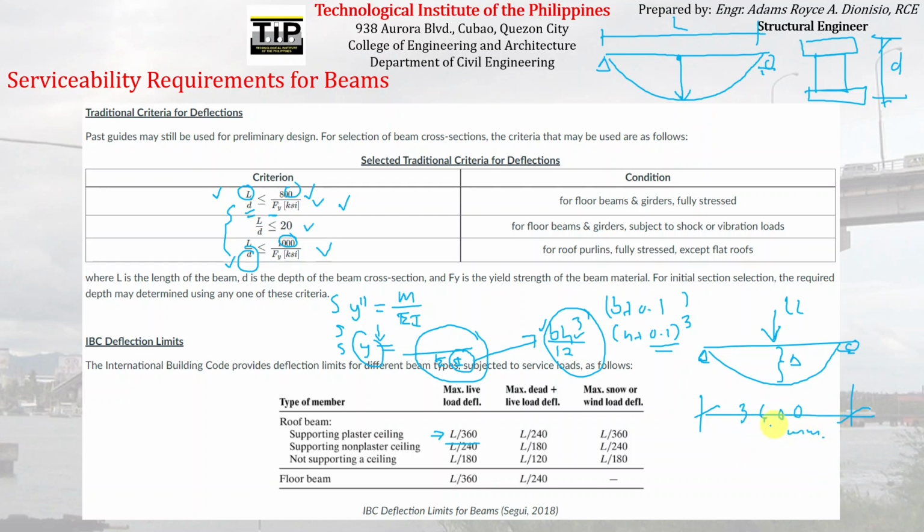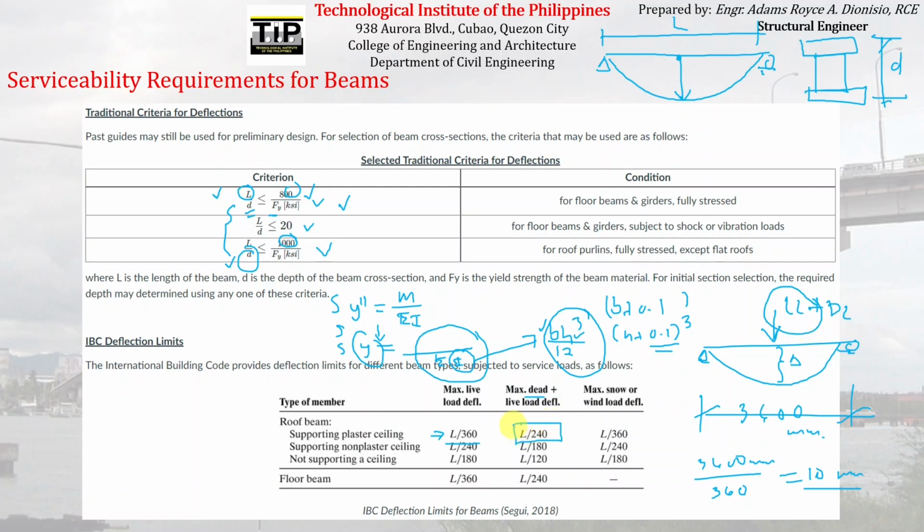Kung yung total length mo is 3.6 meters or 3,600 mm, 3,600 divided by 360 is just equal to 10 mm. Ibig sabihin lang yan, yung maximum deflection due to live load alone, wala pang dead load na kasama, dapat equal or less than 10 mm. Kung isasama mo na yung dead load, siyempre magkakaroon ng additional deflection kasi may dinagdag ka nang load. So dapat daw yung total deflection due to live load and dead load, hindi lalagpas sa L over 240. So medyo lumaki yung limits nung may kasama nang dead load. Tama ba?